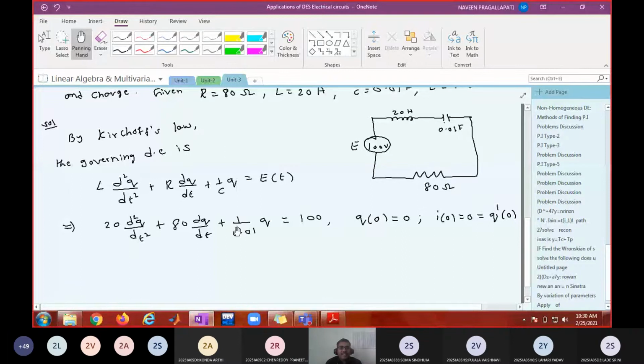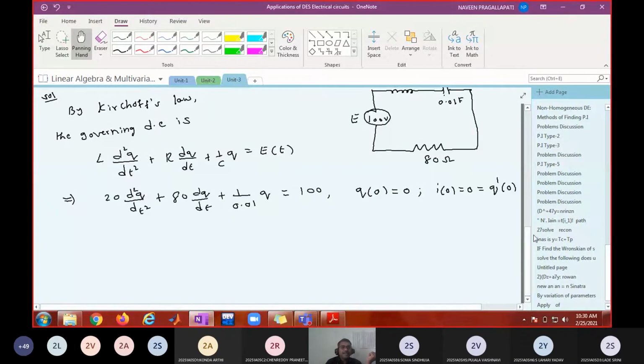So you have a differential equation with two conditions. What are these two conditions called? Initial. So these two are called initial conditions. So this is a differential equation with initial conditions, which means you are solving an initial value problem. That means after finding the general solution, you will find the arbitrary constants C1 and C2 by using these conditions. Is that fine?